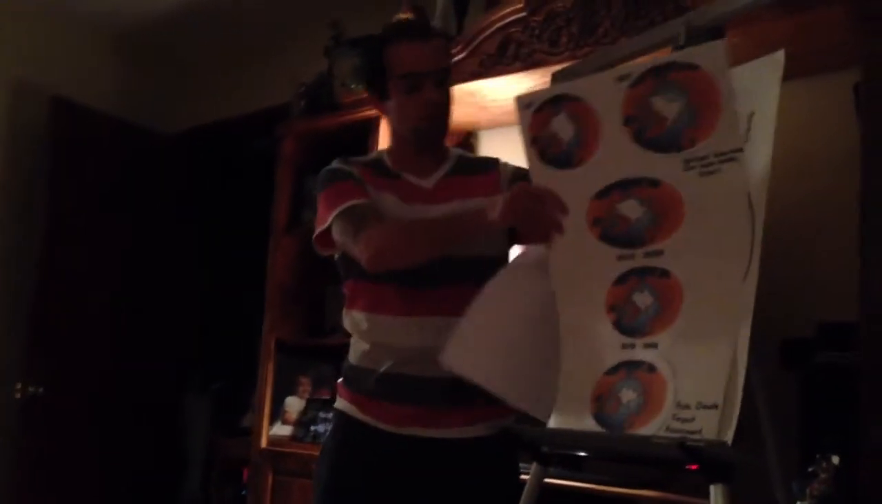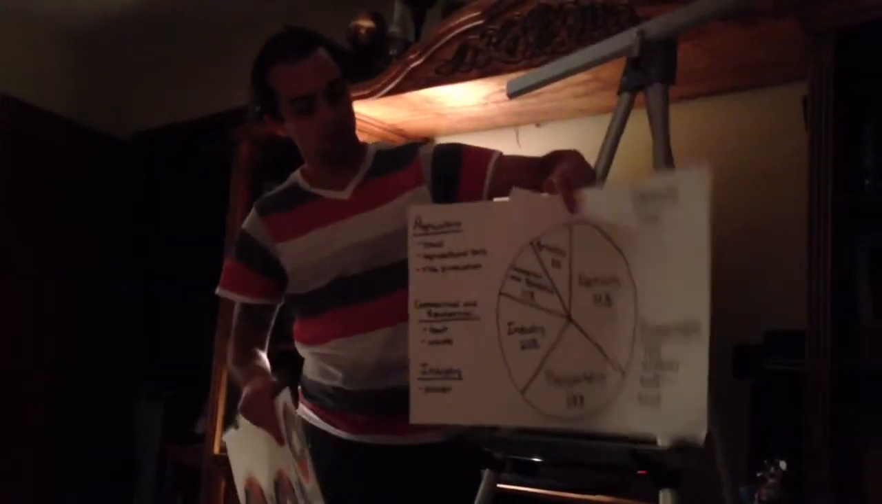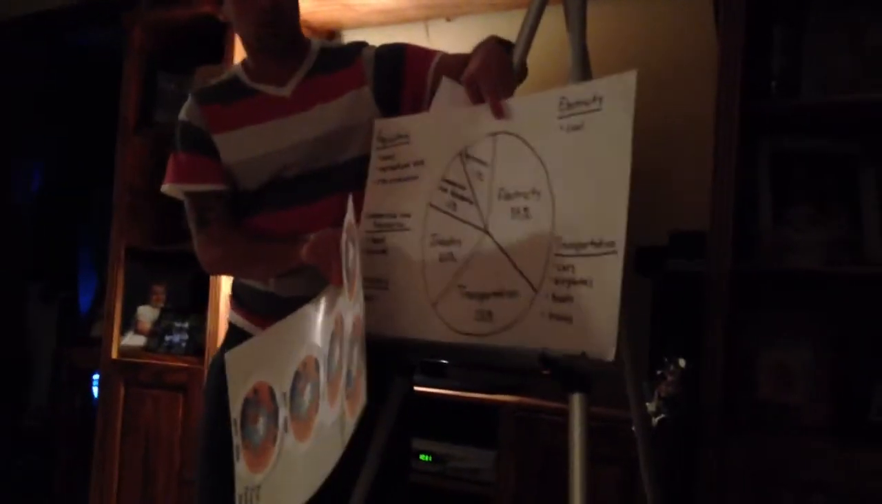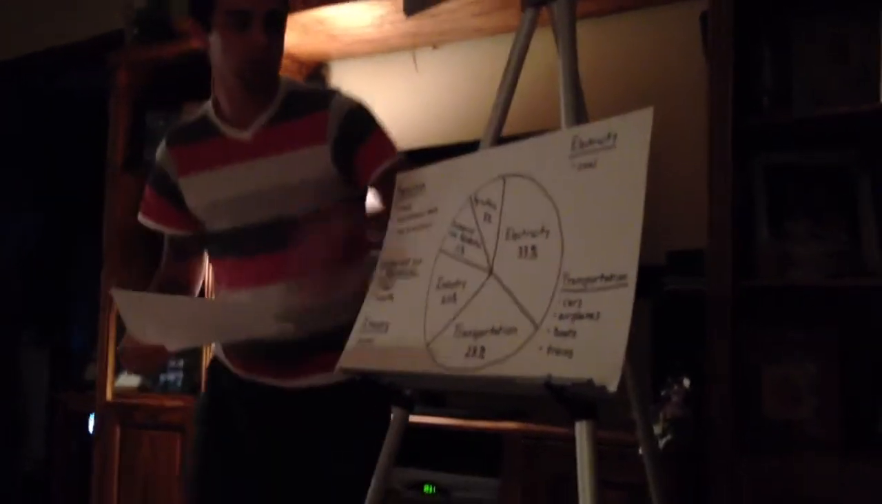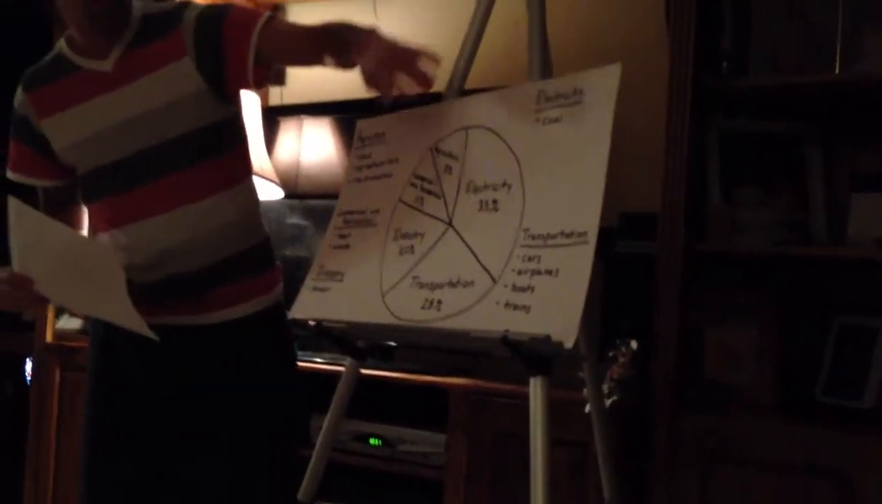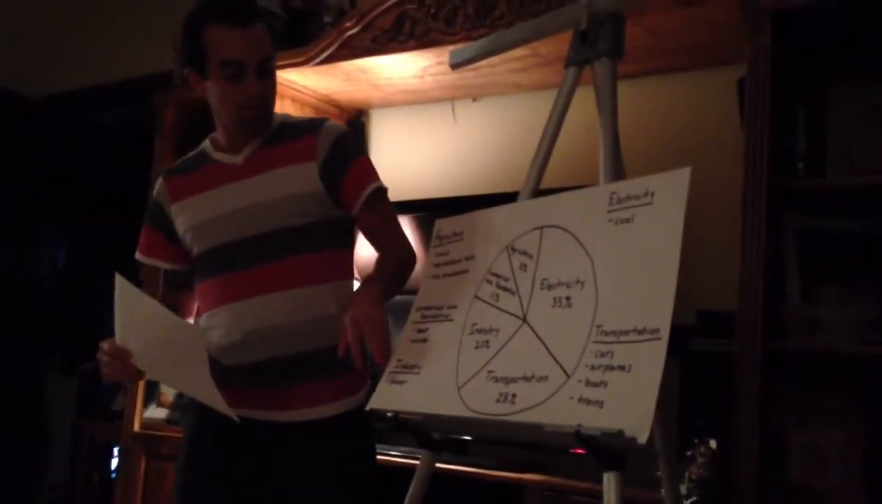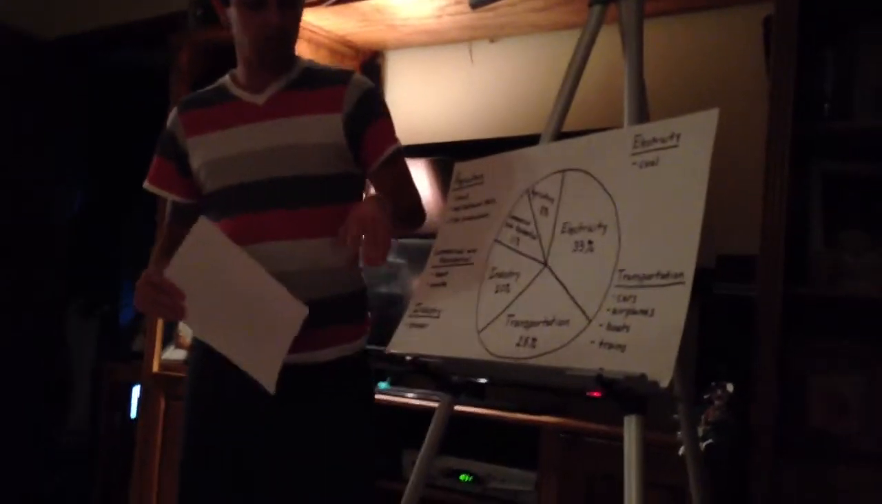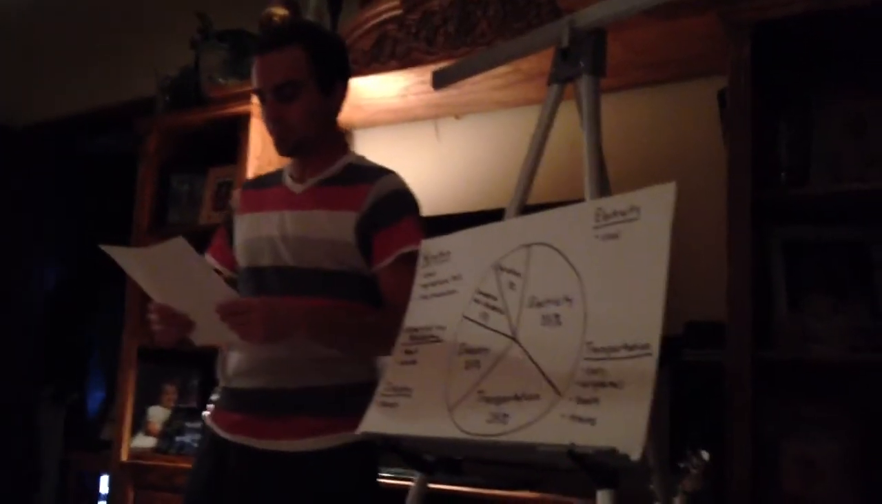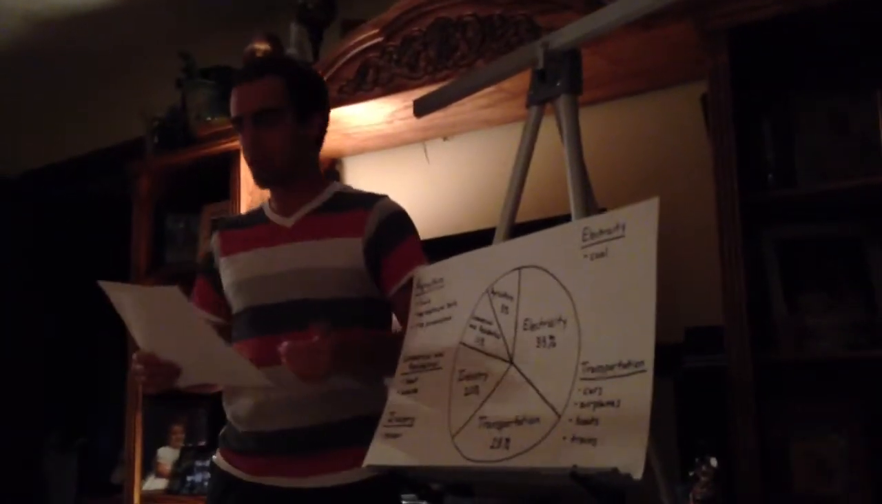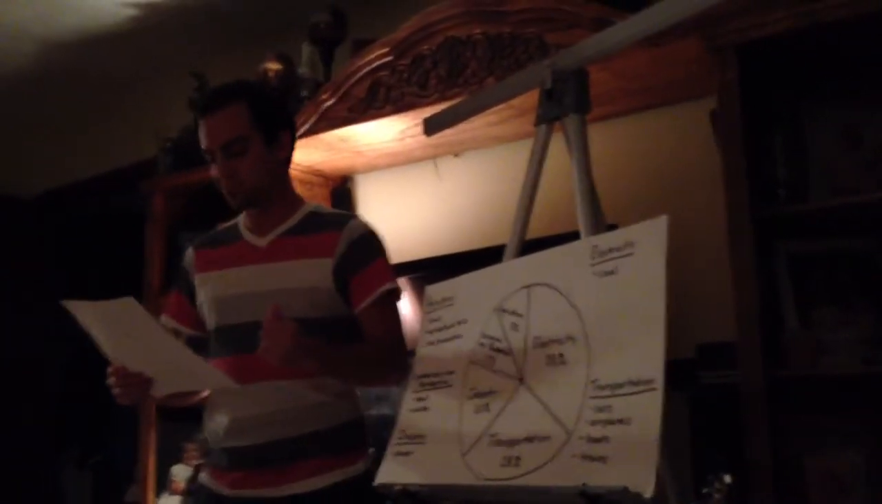Then I have a pie chart here to show the breakdown of greenhouse gas emissions and the largest categories. We have electricity, like I said, the power plants, transportation, and then industry. Commercial and residential is what we use, and then agriculture. And these rates have been steadily increasing by 8% since 1990.